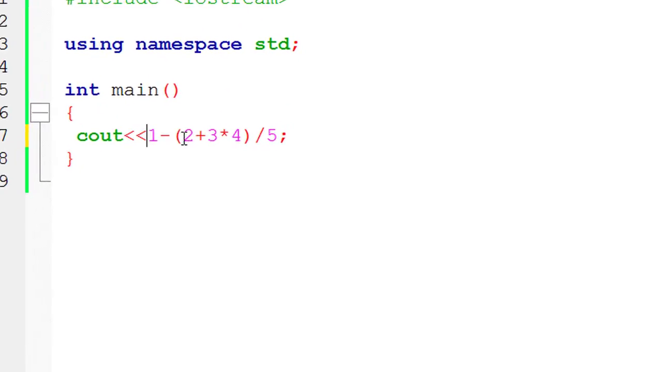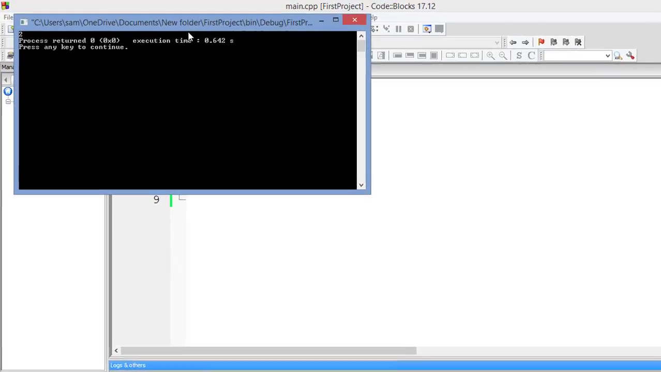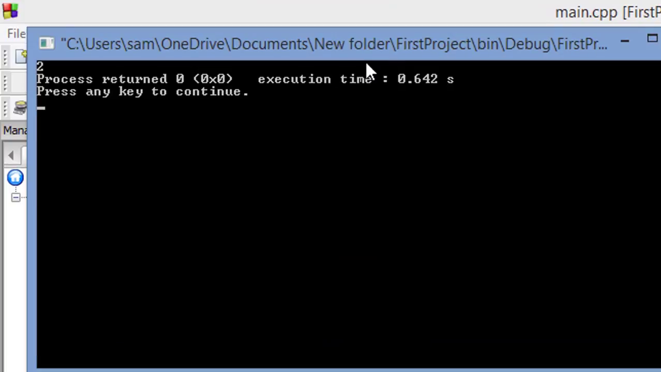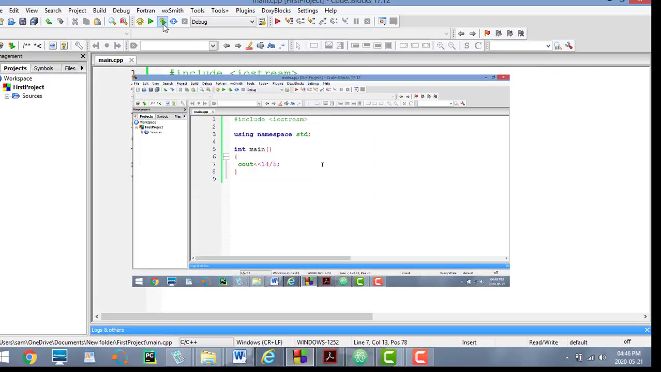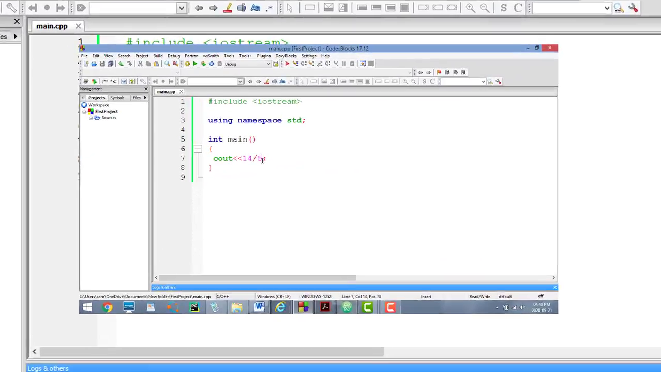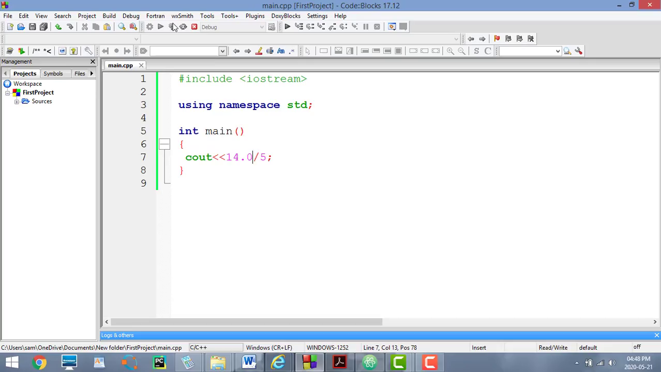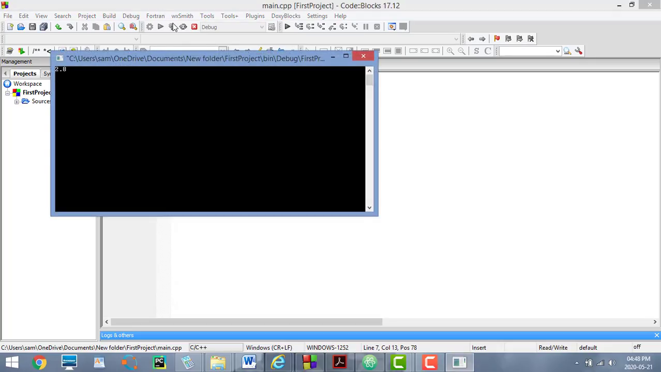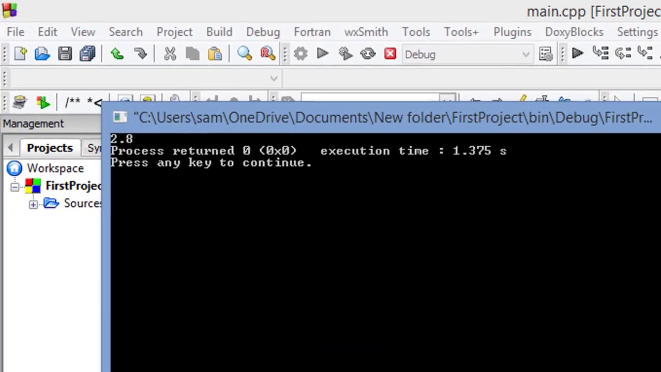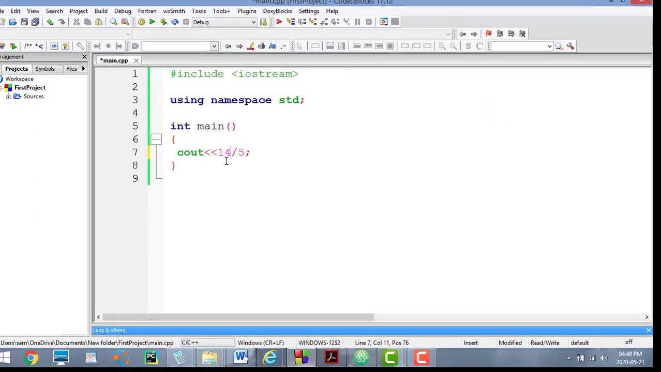Okay, let's check what's happening behind the scenes. So I'm just gonna remove this, remove that, and say 14 divided by 5 and run this. You see, we get 2. It's not joking, it's really 2. Okay, let me explain what's going on here. It's because this is an integer. So remember, integers cannot be decimals. Check what happens when you change the 14 into a decimal. It becomes 2.8, which is the actual answer. So remember, decimals cannot be in the integer class, you see.